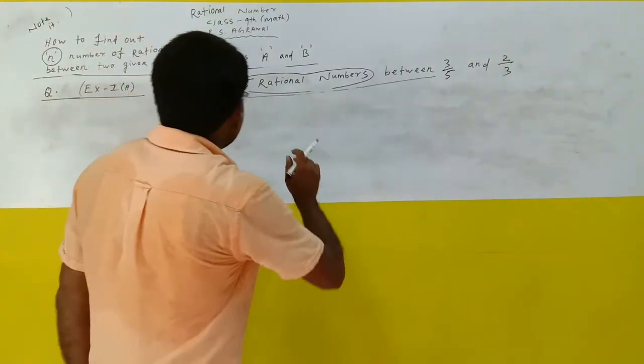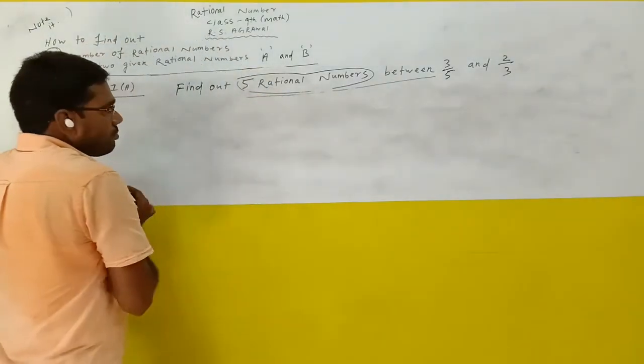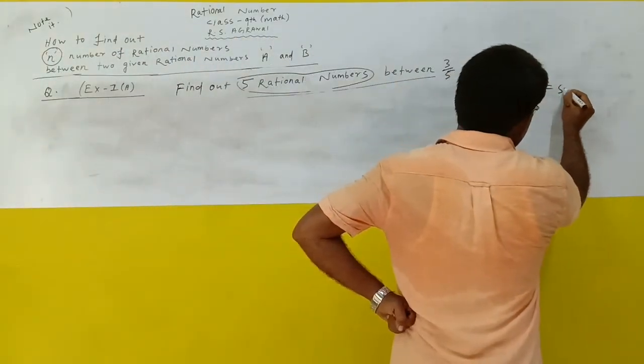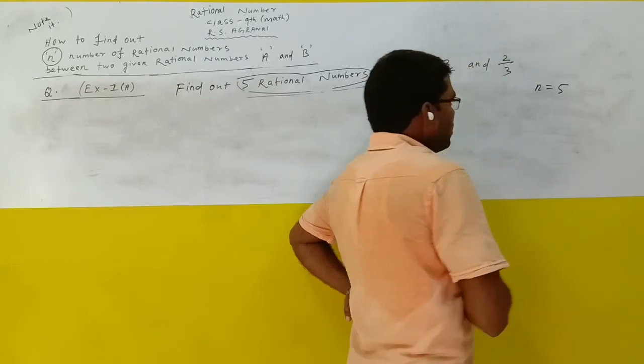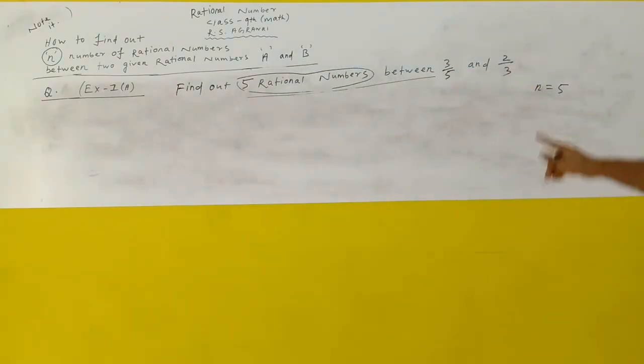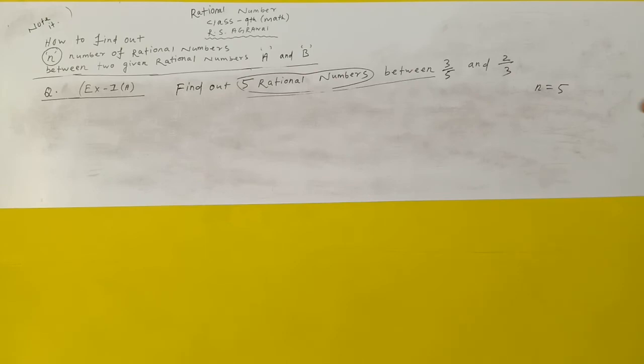Students, in this question, value of n equal to 5, because you require to find out 5 rational numbers between these two given rational numbers 3 by 5 and 2 by 3. So value of n will be 5.